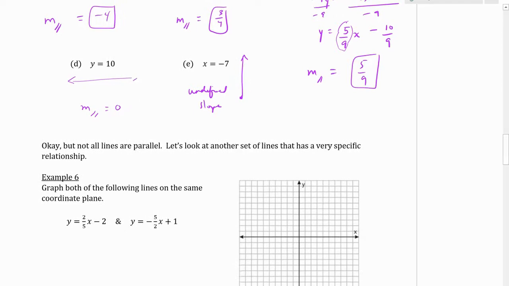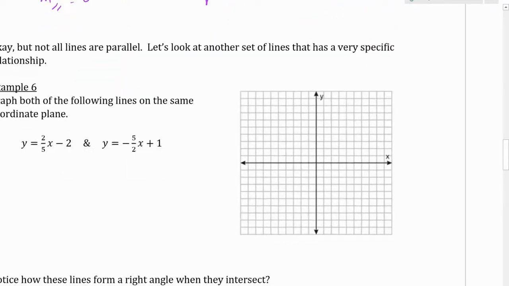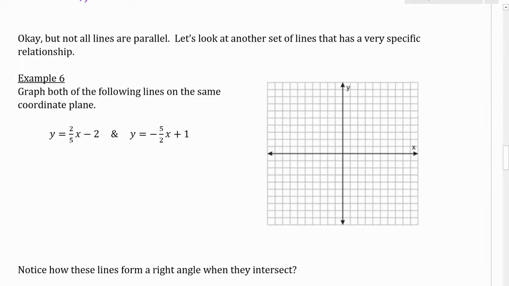All right, but not all lines are parallel. There's another really important relationship that happens when we graph these two lines. Okay, so let's start with this one. Y-intercept of -2. You rise 2, run 5. Or else go down 2, back 5. Okay, so there sits that line.